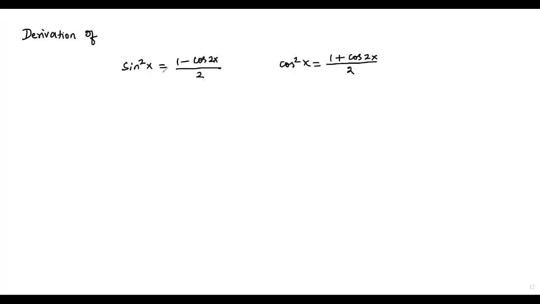In this video, we are going to see the derivation of two formulas in trigonometry. They are sine square x equals 1 negative cosine 2x over 2, and cosine square x equals 1 positive cosine 2x over 2.